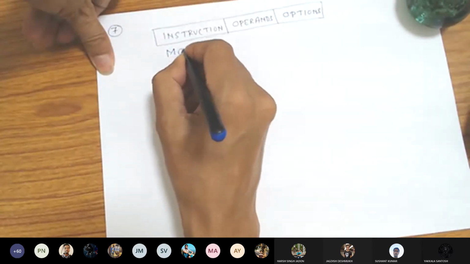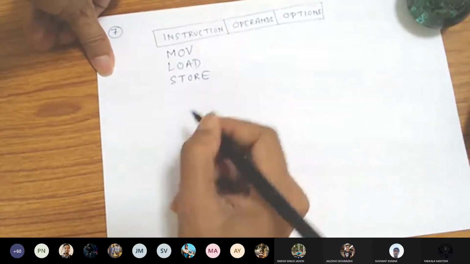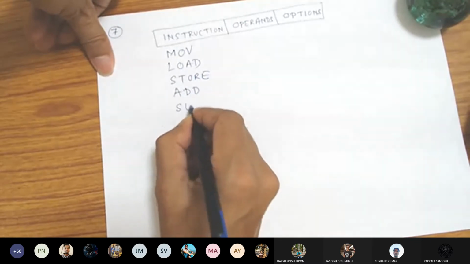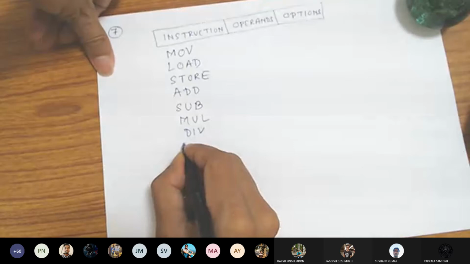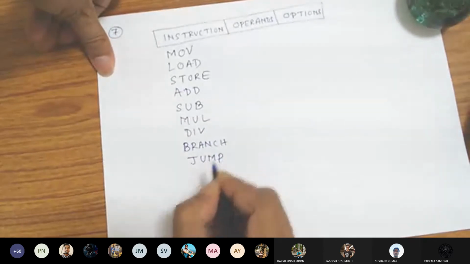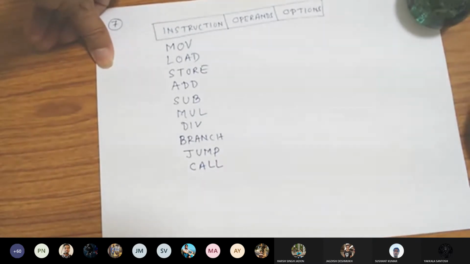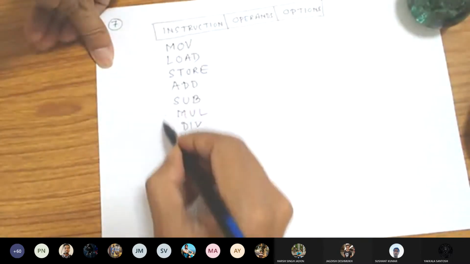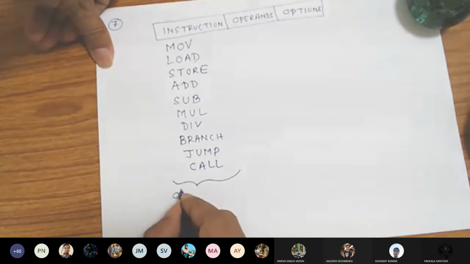So instructions can be move, load, store, add, sub, multiplication, division, branch, jump, call. These are some examples. It can be many more. So when you talk about instruction, we are talking about these things. They are called operations.